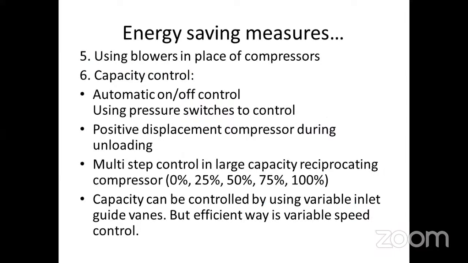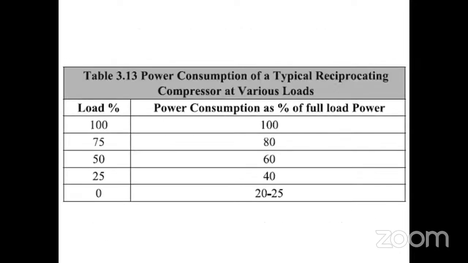Energy saving measures: using blowers in place of compressors. Wherever possible, we can use blowers instead of compressed air. Capacity control: automatic on-off control using pressure switches to control positive displacement compressor during unloading. Multi-step control in large capacity reciprocating compressor. Capacity can be controlled by using variable inlet guide vanes, but the efficient way is to use variable speed control.